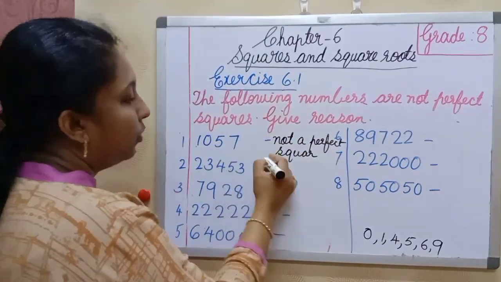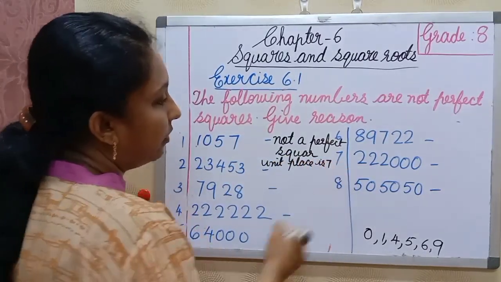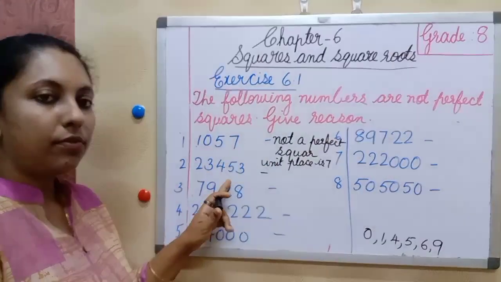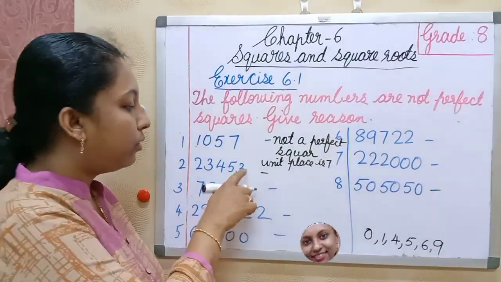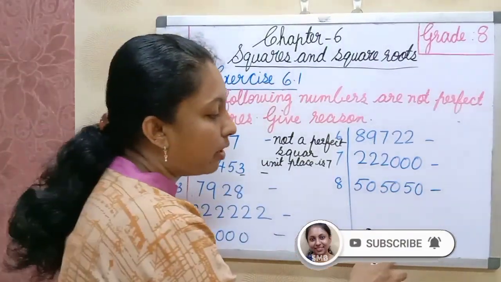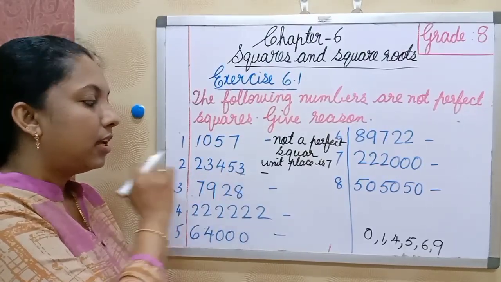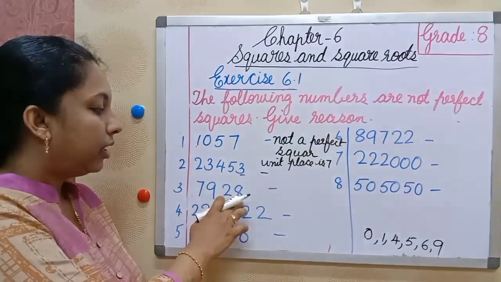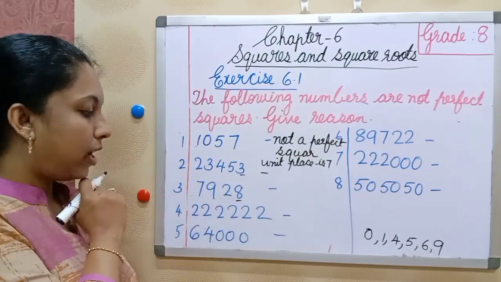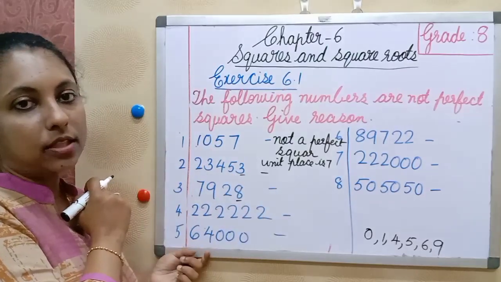Why? The unit place digit is 7. That is the reason. So, next one, 23,453. Here also the unit place digit is 3. It is not among 0, 1, 4, 5, 6 or 9. That is the reason. Next one, here also the unit place digit is 8, so obviously this is not a perfect square. Same, the unit place digit is 2, so this is not a perfect square.